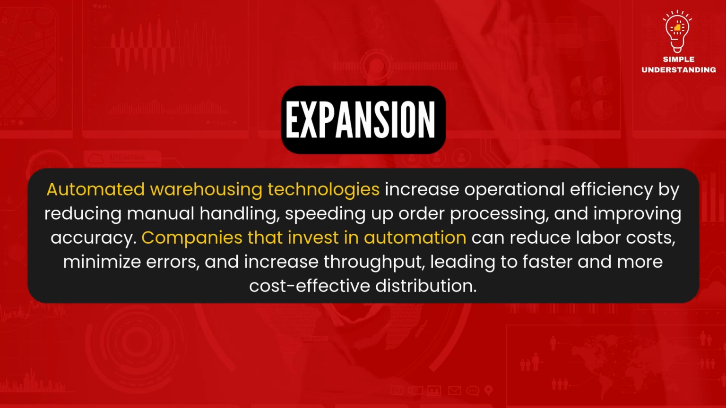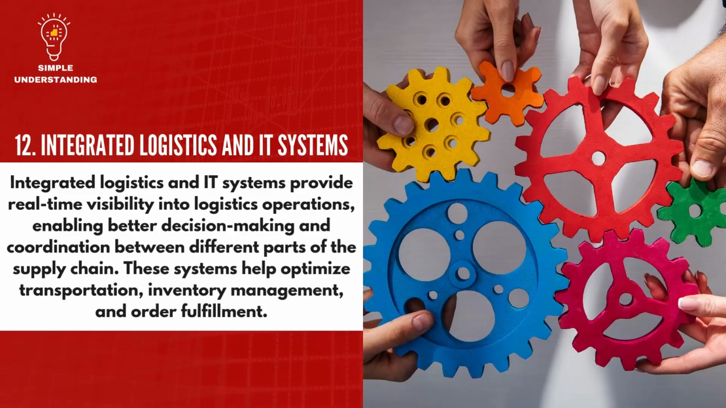Companies that invest in automation can reduce labor costs, minimize errors, and increase throughput, leading to faster and more cost-effective distribution. 12. Integrated logistics and IT systems. Explanation. Integrated logistics and IT systems provide real-time visibility into logistics operations, enabling better decision-making and coordination between different parts of the supply chain. These systems help optimize transportation, inventory management, and order fulfillment.